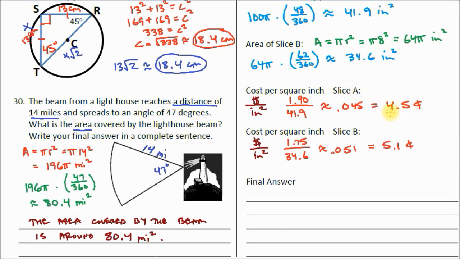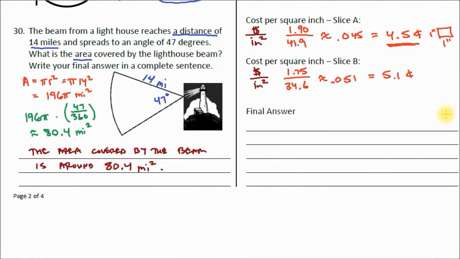Now take a look. Slice A is only costing you 4.5 cents per square inch. Slice B is costing you 5.1 cents per square inch. This one is clearly the better value. We're paying less money for the same square inch. And think about this, a square inch of pizza is going to be 1 inch on this part and 1 inch on this part. That's cheaper for slice A than that same square inch would cost for slice B.